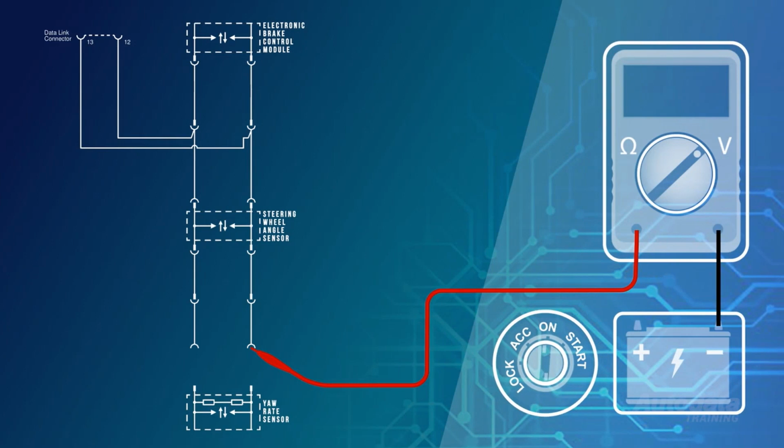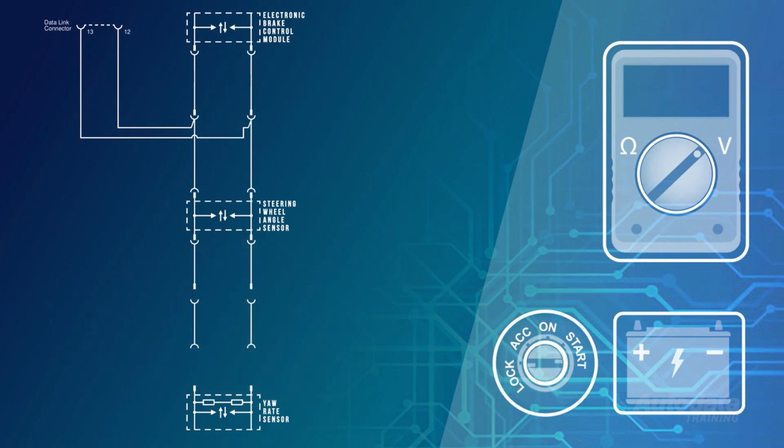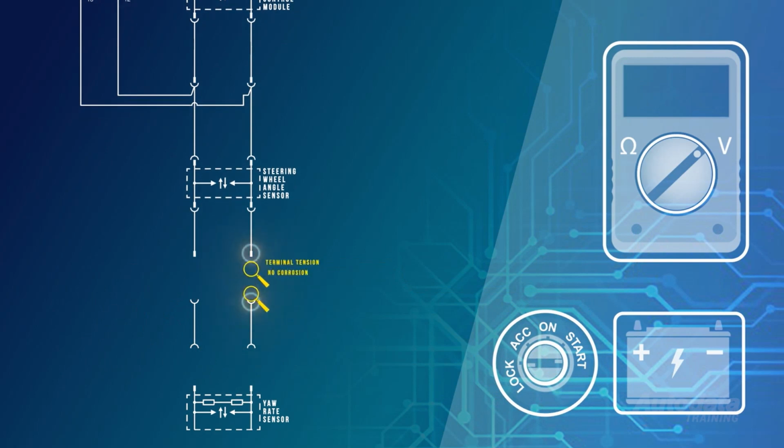With the ignition on, move the red lead to the next connector in line and back probe the serial data terminal. If the correct voltage is now seen, this confirms the excess resistance or open to be within this section of harness or the connector. Turn the ignition off and disconnect the harness connector. Inspect for terminal tension or corrosion. If this is okay, the fault will be in the first section of harness.